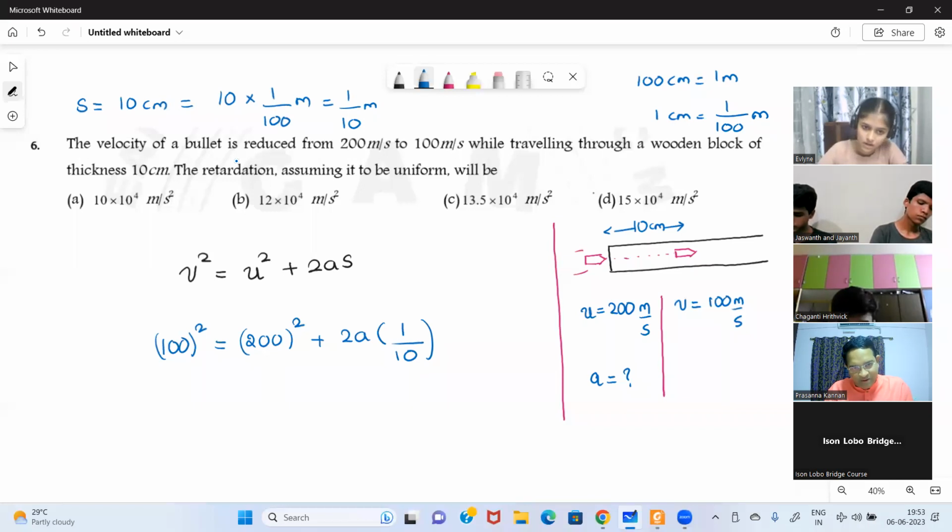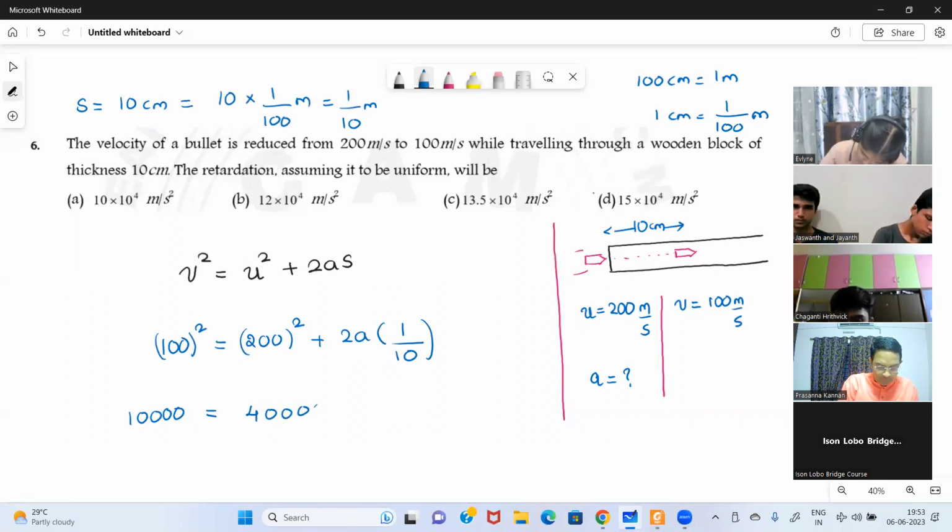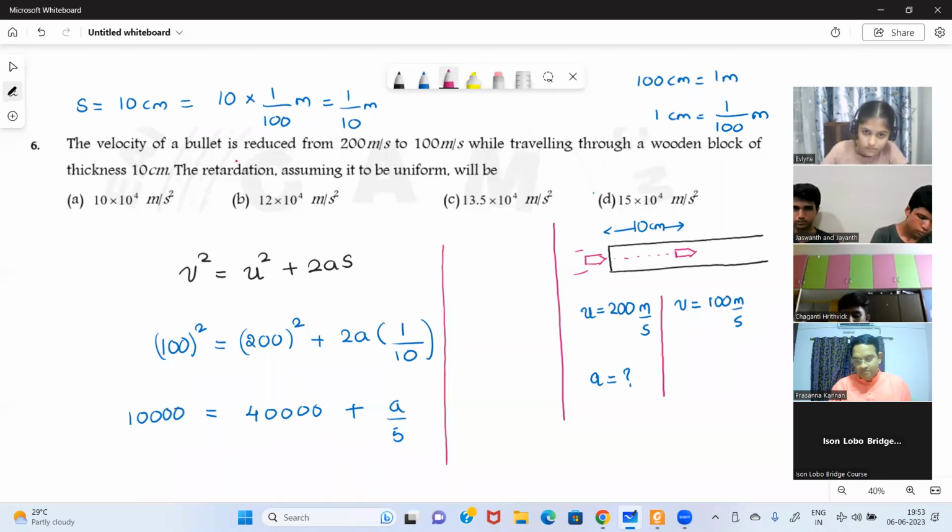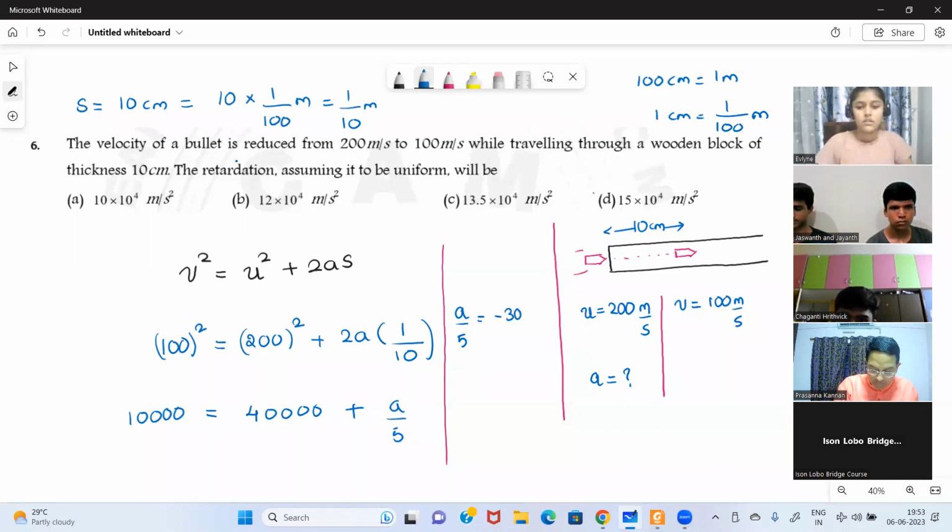So it's 2a into 1 by 10. Had it been given in meters, directly you could have used that. So 100 square is 10,000. 200 square is 40,000. This is a divided by 5. Now a divided by 5 will be equal to 40,000. I take it to the other side, it will be minus 40,000. 10,000 minus 40,000 is minus 30,000.